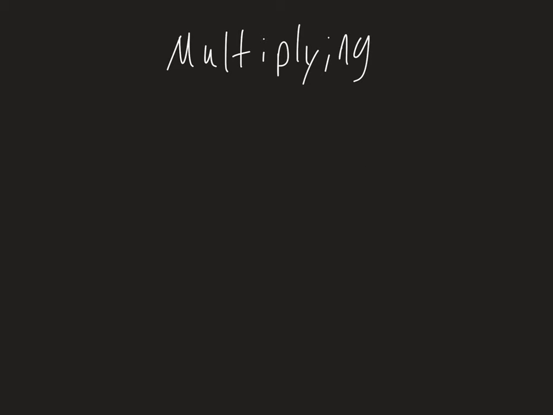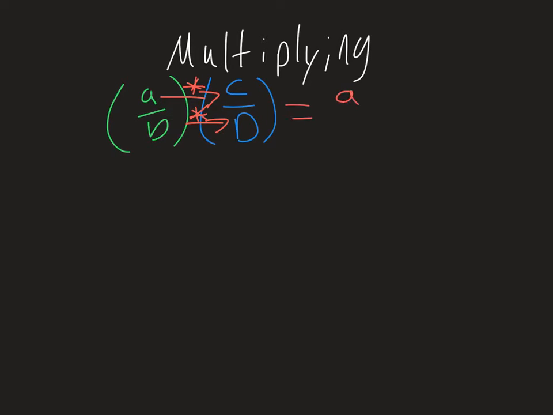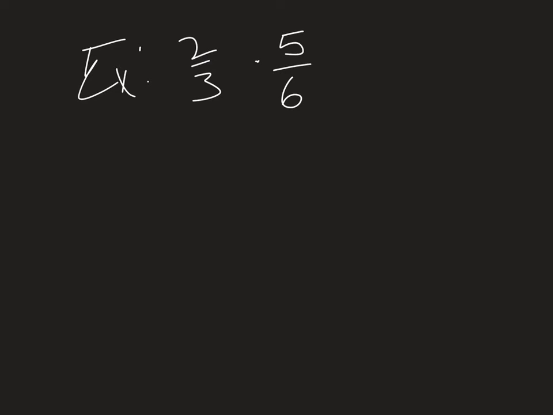So when we talk about multiplying two rational numbers, we can think of it as multiplying one fraction, let's call it a over b, times another fraction, c over d. Now the idea is we're going to multiply straight across. So we're going to multiply our numerators and multiply our denominators. This becomes a times c over b times d. And if this looks a little weird, that's okay. We're going to do an example here in just a second. So let's look at an example.